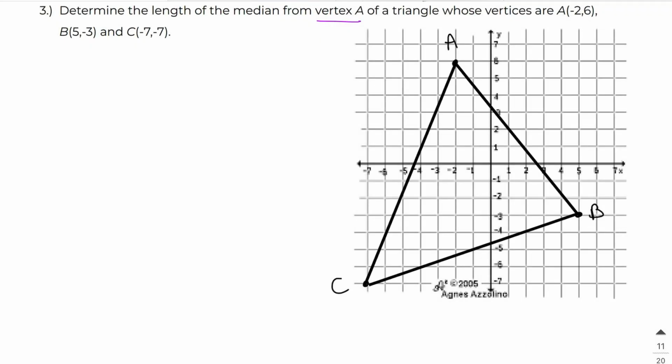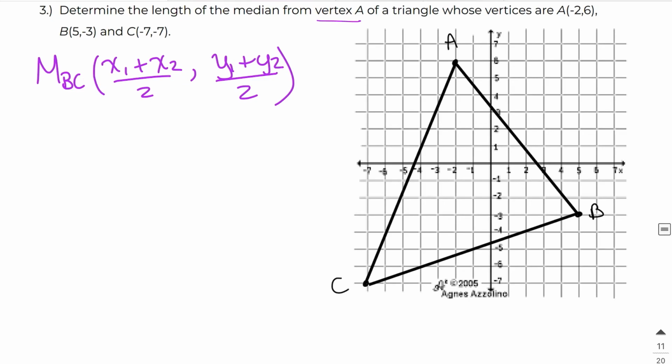And then I want to find the length of the median from vertex A, which means that I'm going to draw in my median from A to the midpoint of BC. So the first thing I need to do is find the midpoint of BC. So to find that, the formula is x1 plus x2 over 2, and then y1 plus y2 over 2. So here, in this example, x1 is 5, x2 is negative 7, y1 is negative 3, y2 is negative 7. So go ahead and fill in that information right here.